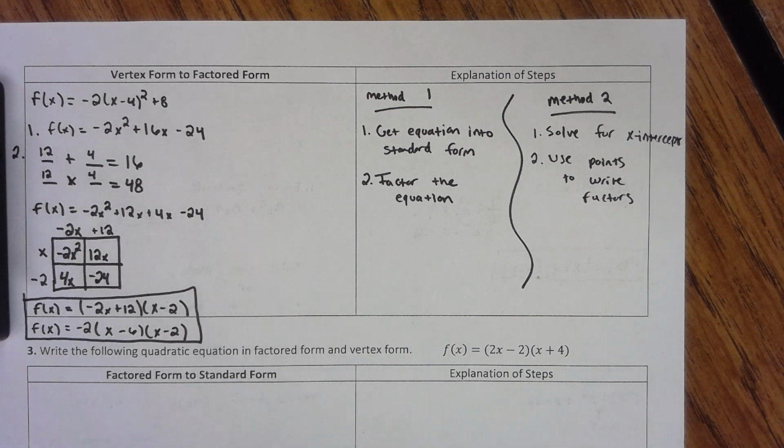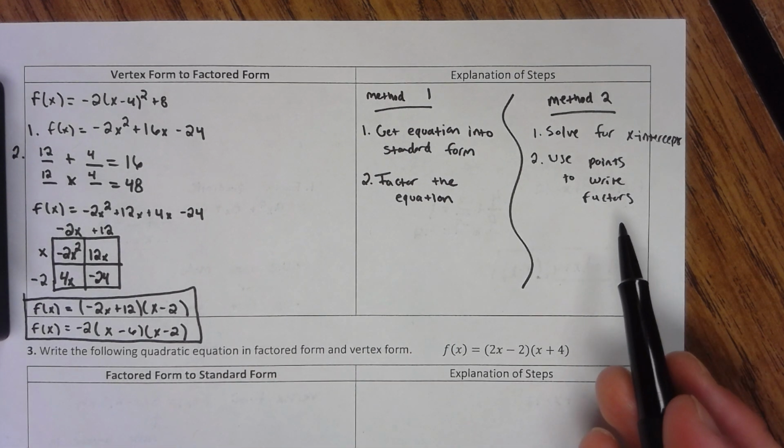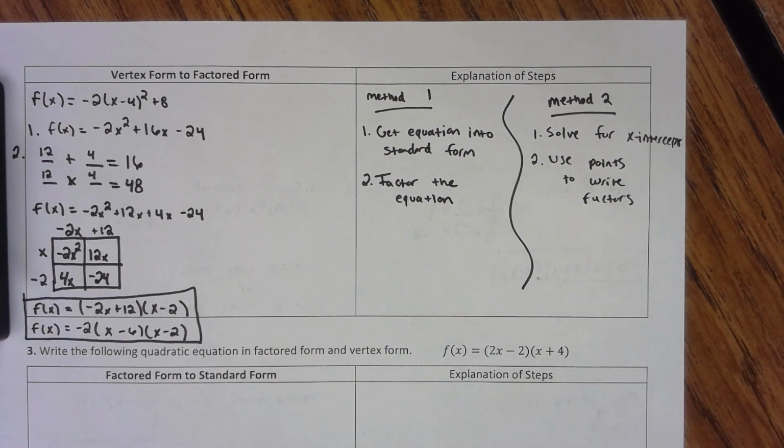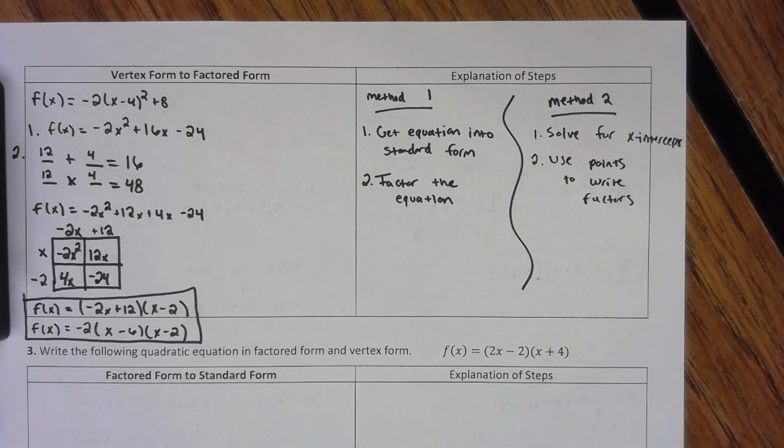knowing that if we want to write in factored form, if we know the x-intercepts, we can reverse that process, right? When we factor, we take each factor and set it equal to 0 to get its x-intercept or its solution. So if we reverse that, we start with x equals our x-intercept, we get one side to be 0, and there are the factors. So that's just another way of how you can go from vertex form to factored form. But let's just stick with method 1. Again, we'll do this process in our next unit.